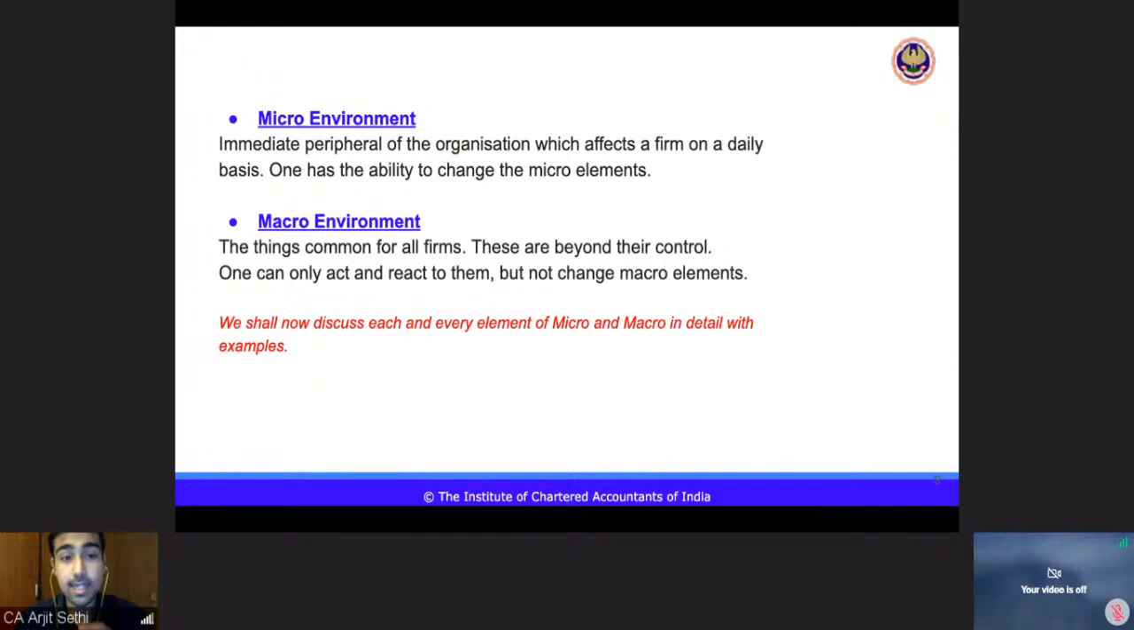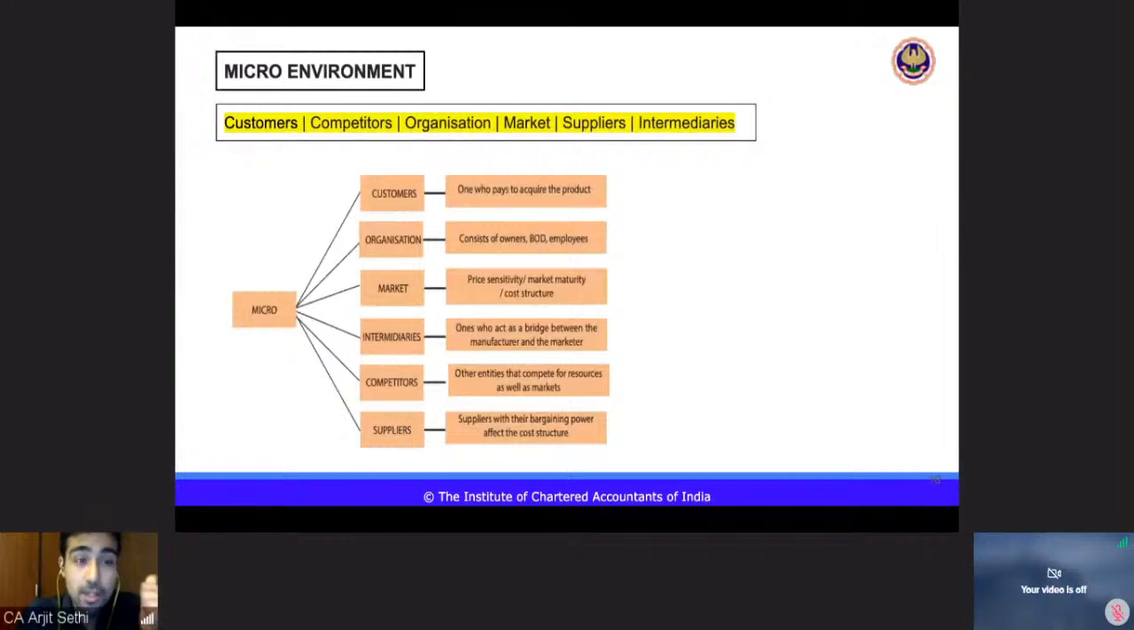So basically, it's more about the things which are close in the environment plus things which are common to the entire environment of the industry or of all businesses, right? So micro is close to the business and macro is at the outer level, right? Okay. So coming to micro, first we'll understand the different components of the micro environment. We have customers, we have competitors, we have the organization itself, then we have the market, then we have suppliers, and then we have intermediaries. So these are the different components of the micro environment.